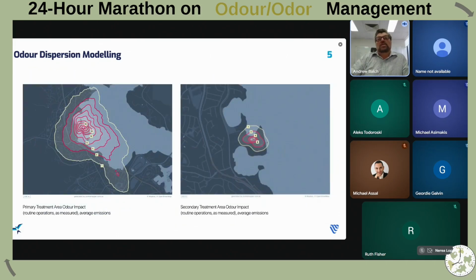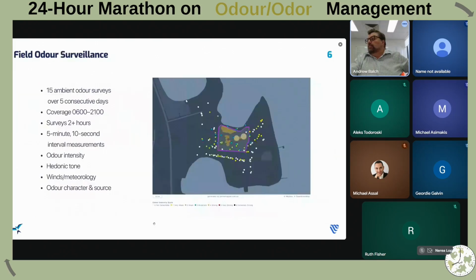This slide shows the predicted ground level odour concentrations for 2 key odour source groups. That is, the sources which have similar odour characters when observed downwind. That is similar within each source group. Each source group is obviously different: the primary and secondary treatment areas.